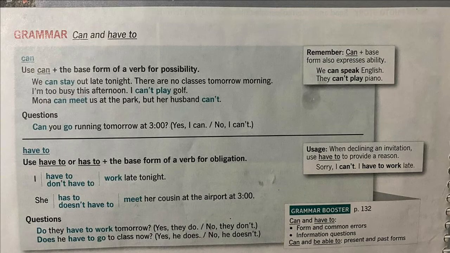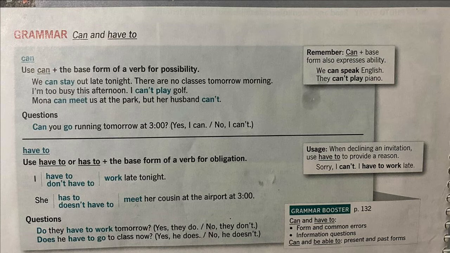Alright guys, as you can see in this picture, we have can and have to. I'm going to explain can first and later have to, in a way that you can understand this lesson without problems. You can find this picture on page 64 of your Top Notch book. So now we're going to start with can. As you can see, it says that we use can plus the base form of a verb. It is for a possibility.